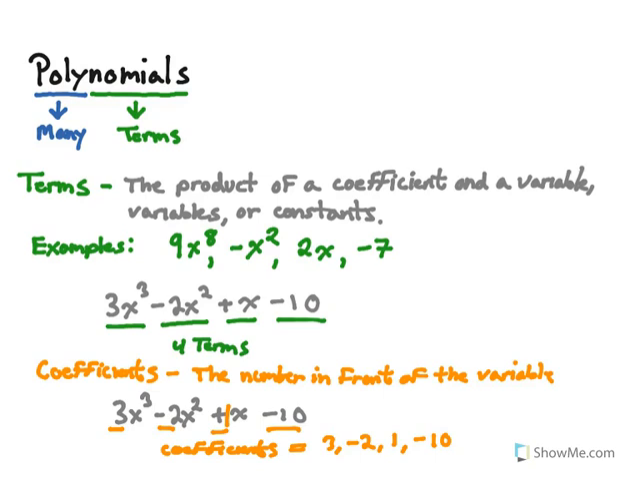So identifying the coefficients is pretty straightforward. You just look at the number to the left of the variable. And if you don't see one, then it's an automatic 1. And then terms, again, are separated by signs. So in this polynomial, you have 4 terms. All right, so let's go to the next slide.